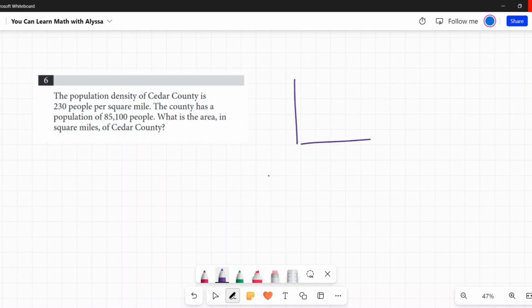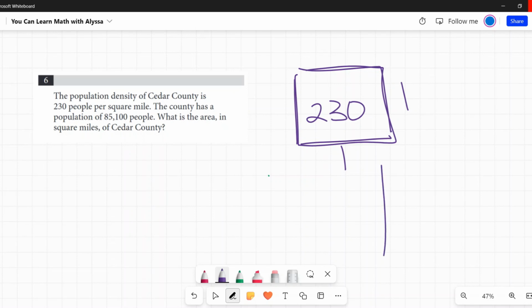So population density, when we say a square mile, it means an area of land that is 1 mile by 1 mile, making a square. And it's saying that in this area, on average, this county has 230 people every time we have a 1 by 1 square.